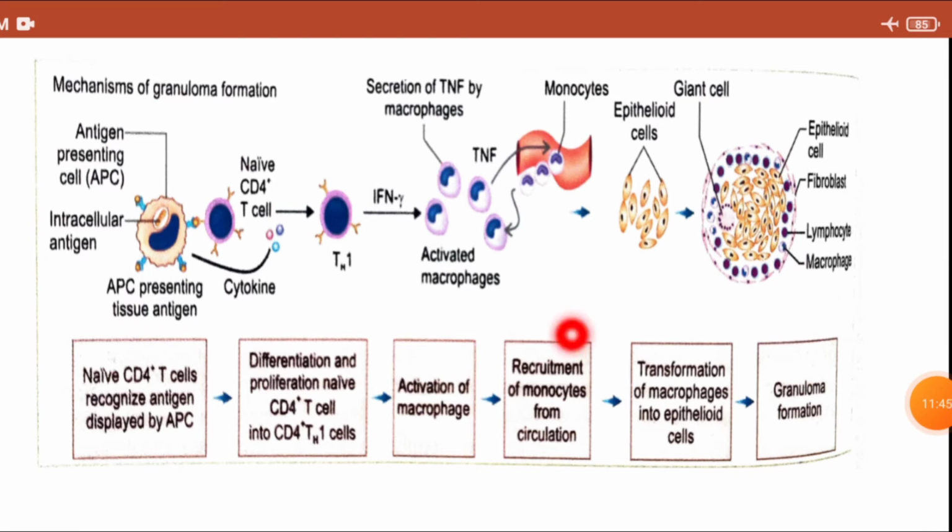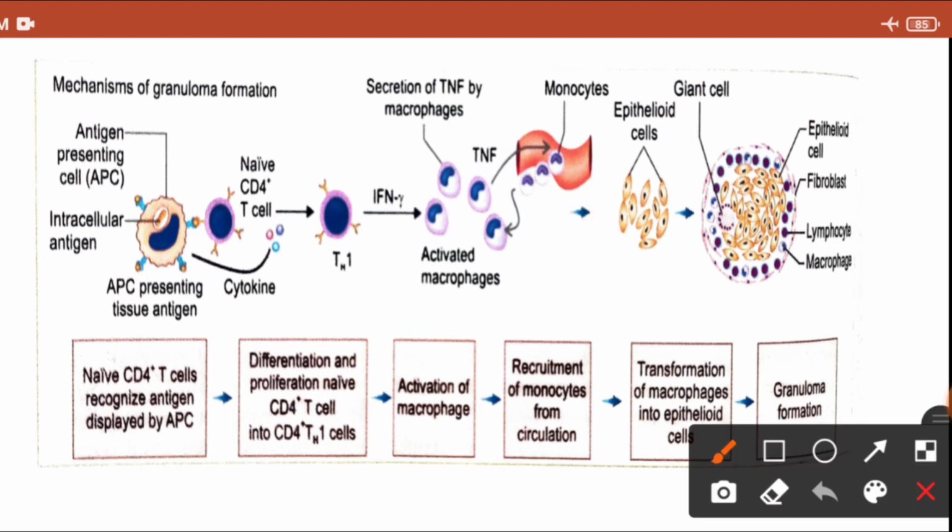So here the macrophage will get converted into epithelioid cell, right? Elongated. Here you can see that this is a slipper-shaped epithelioid cell. Now friends, this is the epithelioid cell with central nucleus, right? These are the epithelioid cells.